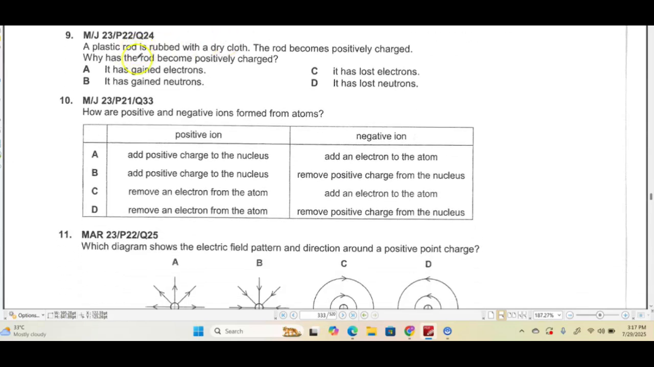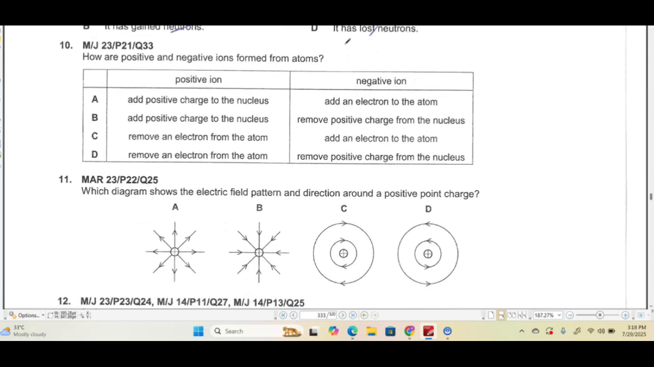Question number 8. A plastic rod is rubbed with a dry cloth. The rod becomes positively charged. Why has the rod become positively charged? Because it has lost electrons. Whatever was used to charge it, cloth or rabbit fur or whatever. Neutrons have no role here, and if it had gained electrons, it would have become negatively charged. So it has become positively charged, so it shows that it has lost electrons.